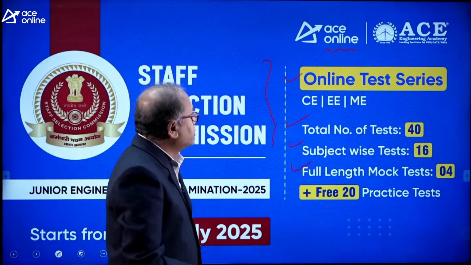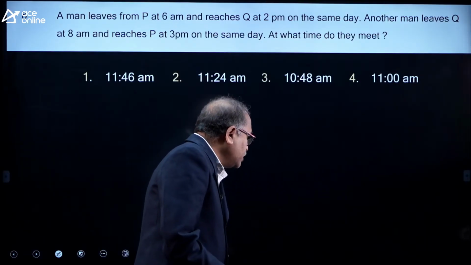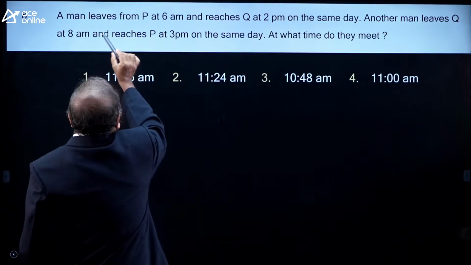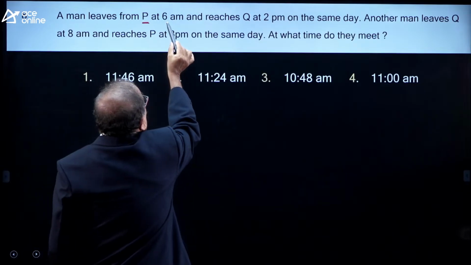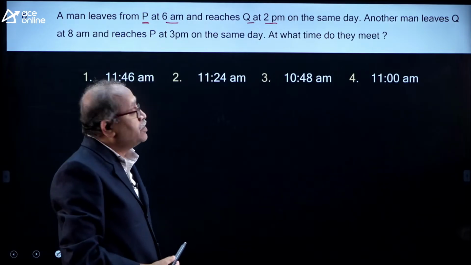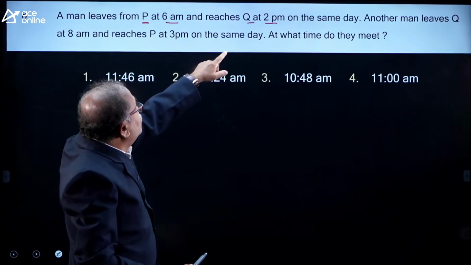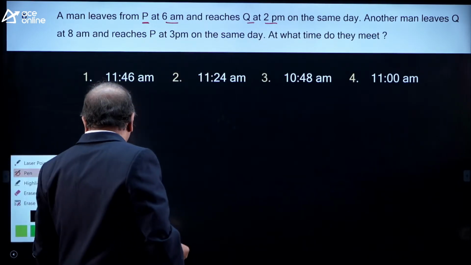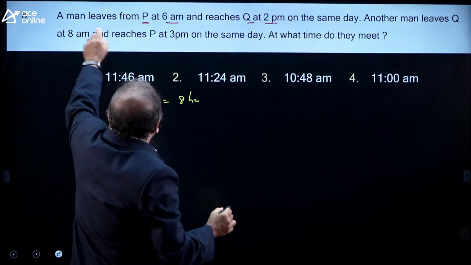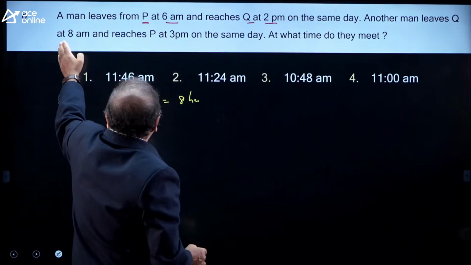Let us come to the subject part. Here it is the next question on your board, and that is this. Let me see if some of you can answer this question. A man leaves from P at 6 a.m. and reaches Q at 2 p.m. on the same day. Okay, fine. I notice that he takes how many hours? 6 a.m. to 2 p.m. that is 8 hours. So, let us assume that this person is A and he takes 8 hours to travel from P to Q.